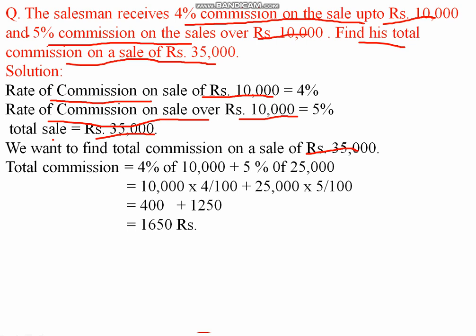So how to find it? See, the total commission is equal to 4% of 10,000 plus 5% of 25,000. Find the 4% of 10,000, which is 400 rupees, and 5% of 25,000, which is 1,250 rupees. So total commission is 1,650 rupees. We divide the sale into 10,000 and 25,000 because the rates of commission are different in the two cases: 4% on 10,000 and 5% on the amount above 10,000.